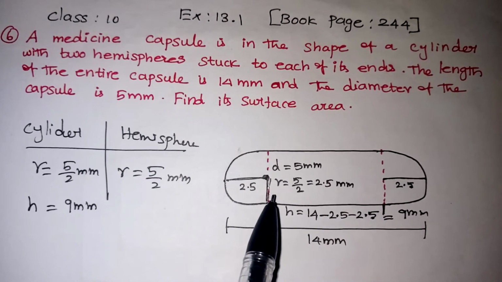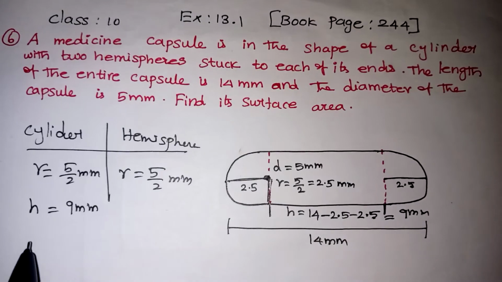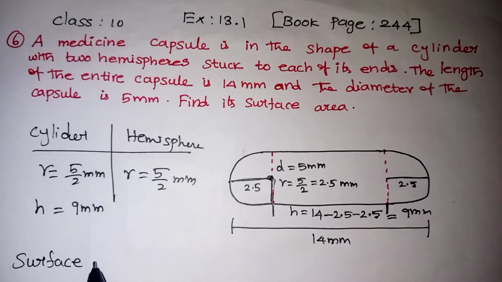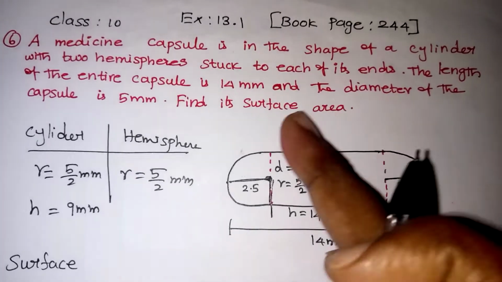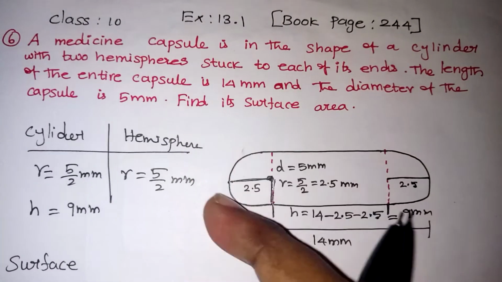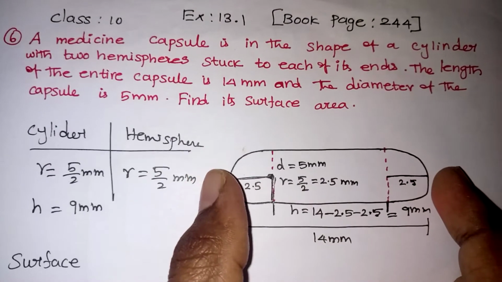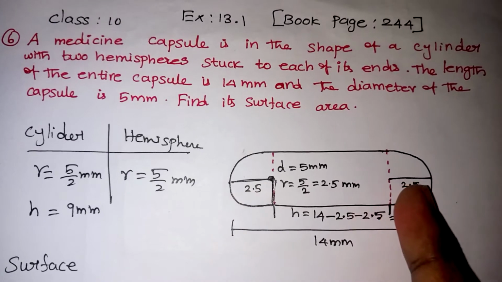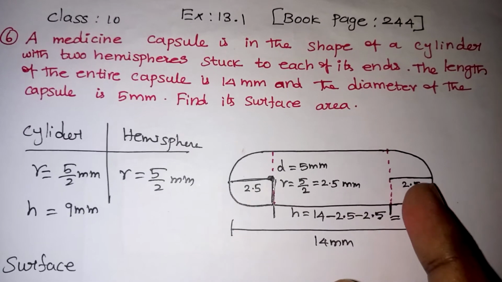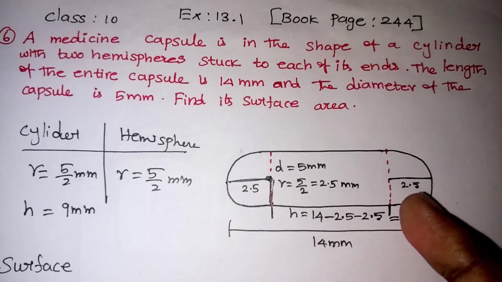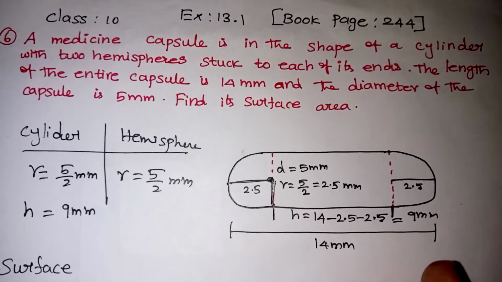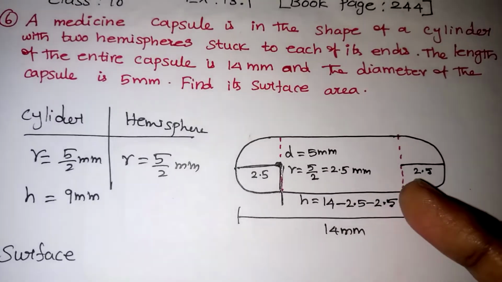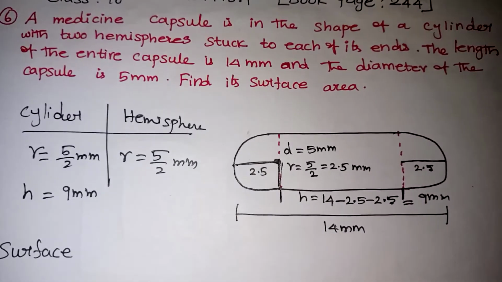Now we will go on to the question. Find its surface area, they are asking. Surface area means the outer layer that we are going to paint with something. Just think over it. When these two sides are attached to the cylinder, the top and bottom of the cylinder will not appear outside because they are already attached. So only the cylindrical portion will be visible outside.